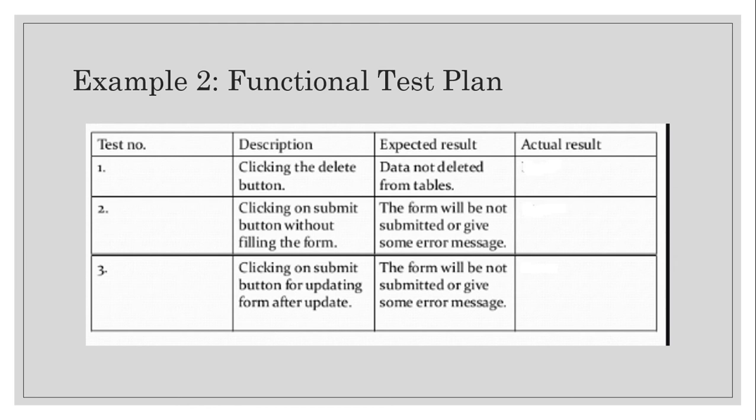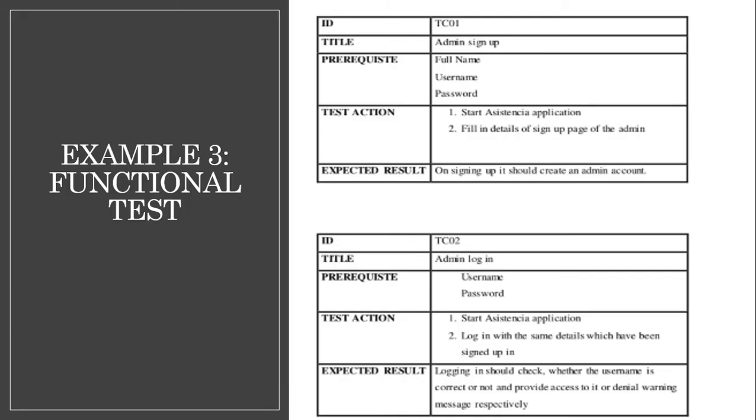And you can read the rest of it. You can do something like this as well. The previous one is one example. You can do it like this as well, with a title. This is for sign up. The prerequisite: in order to sign up, you have a full name, username, and password. The task action is to ask a user to fill in the details of the sign up page of the admin. That is the action. The expected result is that on signing up, it should create an admin account.